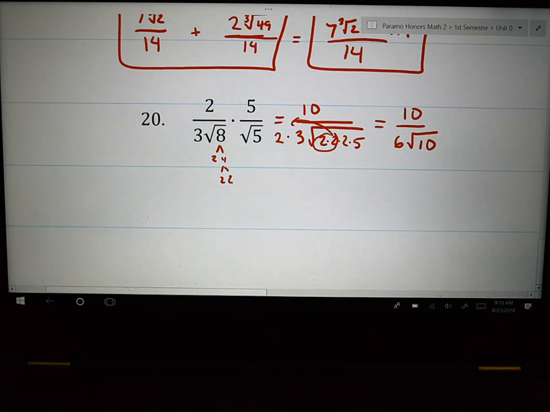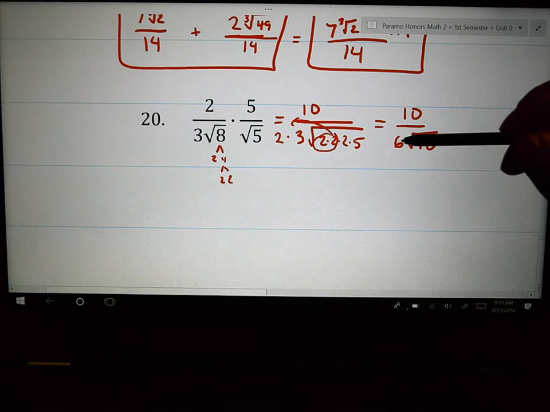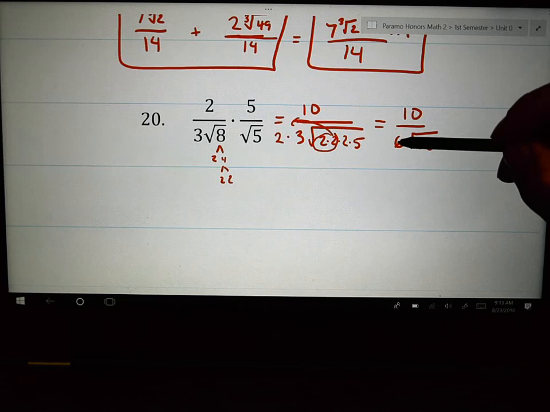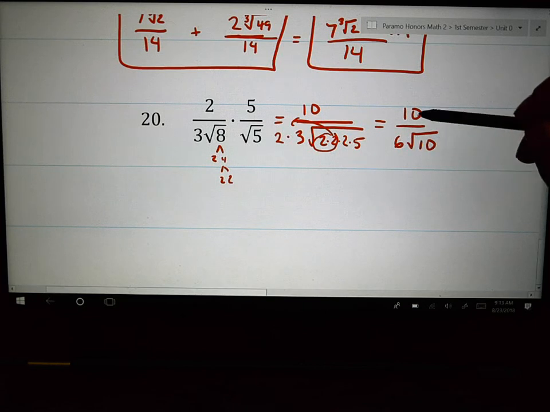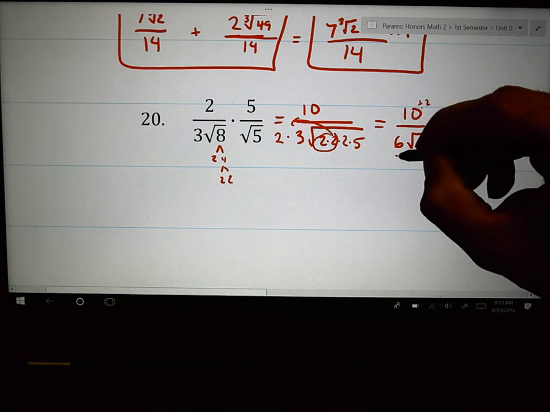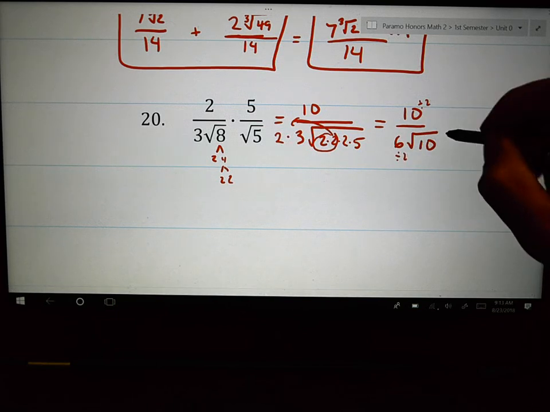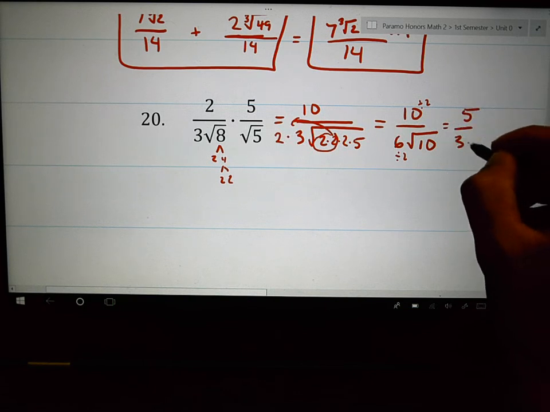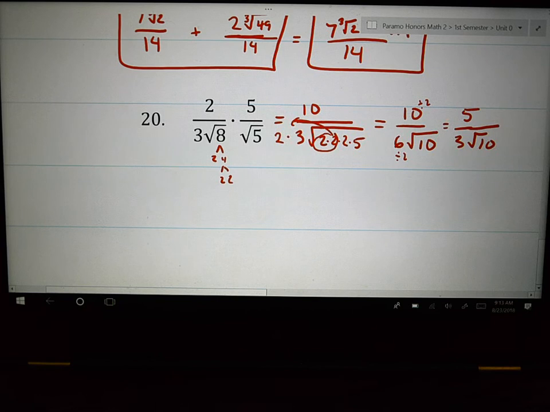I notice before I even rationalize, I'm still trying to simplify. That 6 and 10 can reduce. I can divide by 2 and divide by 2. I'm going to just write that over here like divided by 2, divided by 2. Outsides and outsides can reduce. So right now I know this is 5 over 3 root 10. Just trying to make it smaller first. That's pretty much as small as I can make it.